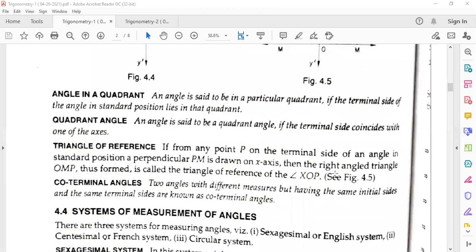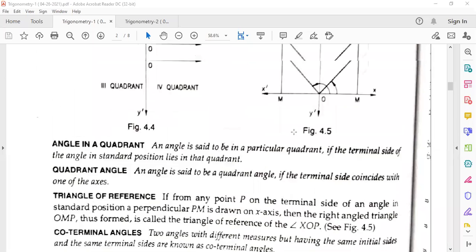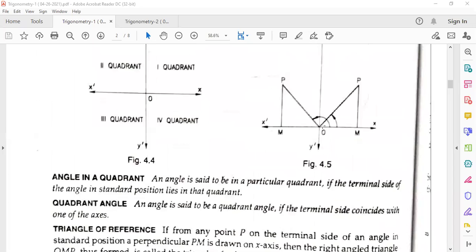Angle in a quadrant: an angle is said to be in a particular quadrant if the terminal side of the angle in standard position lies in that quadrant. Here OP is the terminal side. This OP is situated in the first quadrant, so this angle is in the first quadrant. Here this OP is situated in the second quadrant, so this total angle is situated in the second quadrant.